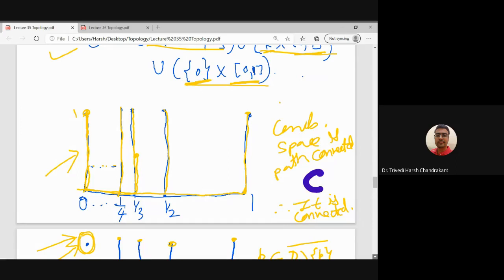By a path we mean a collection of finitely many line segments joined end to end. That way you can get a continuous function from a particular point to a particular point. Therefore the comb space is path connected, and we know that every path connected topological space is always a connected topological space. So the comb space is also connected because it is path connected.